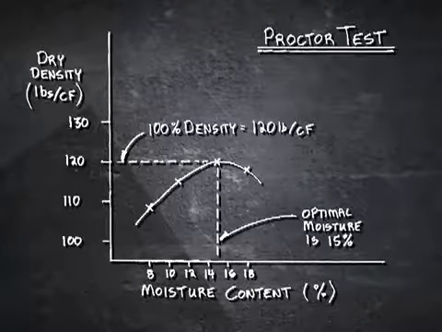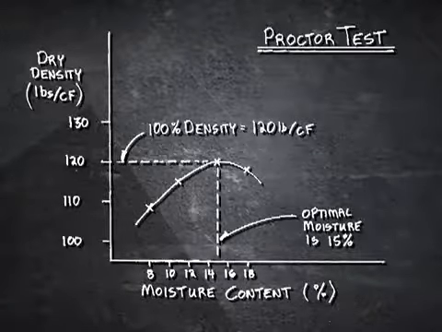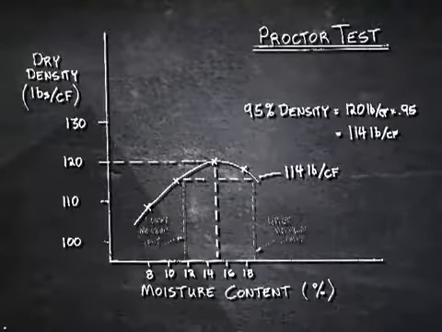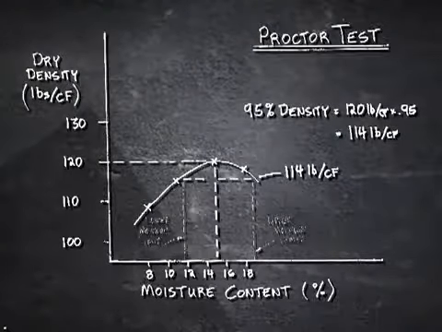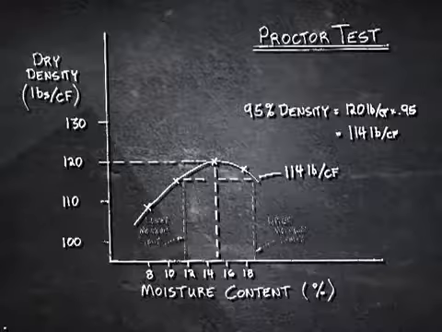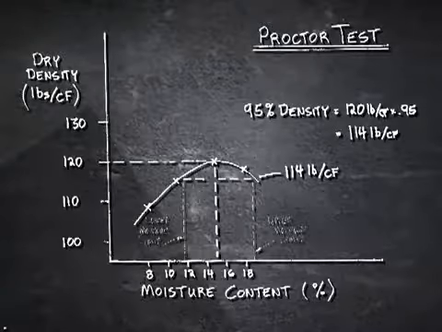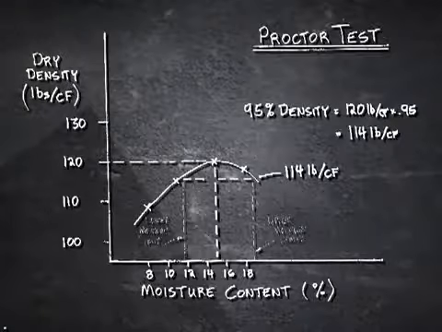Then the optimal moisture content is found by just coming straight down from that maximum density, and here it's shown at 15% moisture content. So if the specs call for 95% compaction, that would be found by taking the 120 pounds per cubic foot, multiplying by 0.95, and that gives you the 114 pounds per cubic foot that shows the horizontal line across there. Then the upper and lower limits of moisture are found by just finding where that horizontal line intersects the density curve.